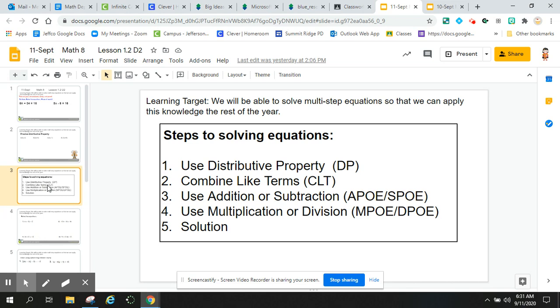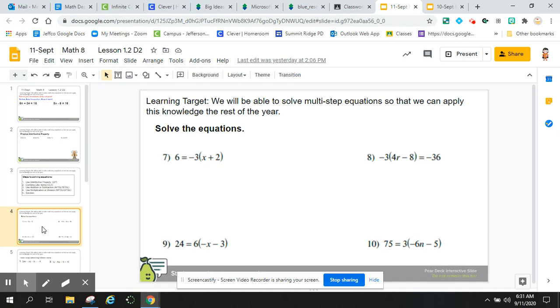On step 3, you will be using addition or subtraction. Finally, step 4, so your equation's getting smaller and smaller, so you're getting closer to your variable by itself. On step 4, you're going to use multiplication or division. I'm going to tell you right now that 9 out of 10 times you're going to be using division. There are only rare cases when you're going to use multiplication. And then lastly, you will get your solution.